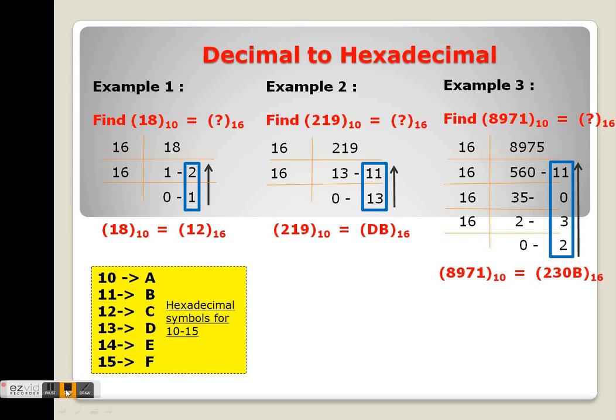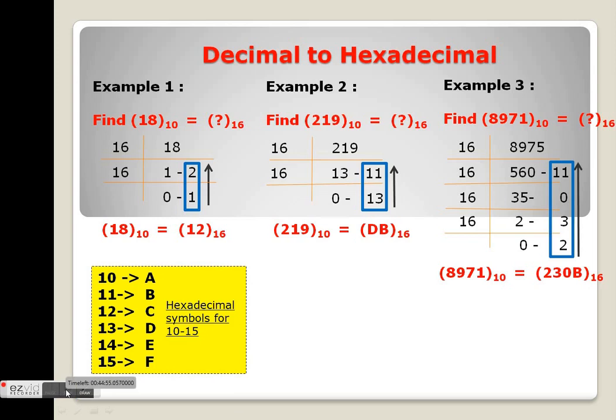In the next step, we are dividing 1 by 16 and we will get 0 in the quotient and 1 as the remainder. After that we will note down the remainders from bottom to up, and the number we will obtain this way is 12, which is the hexadecimal equivalent of the decimal number 18. Students, let's now take another example.